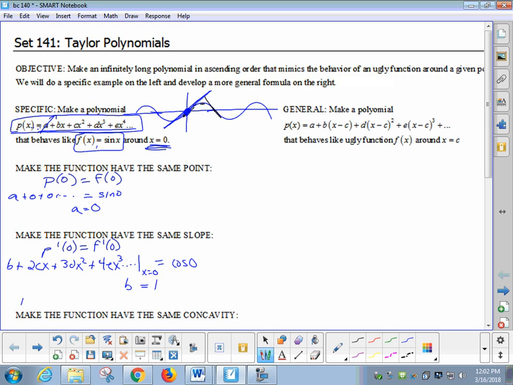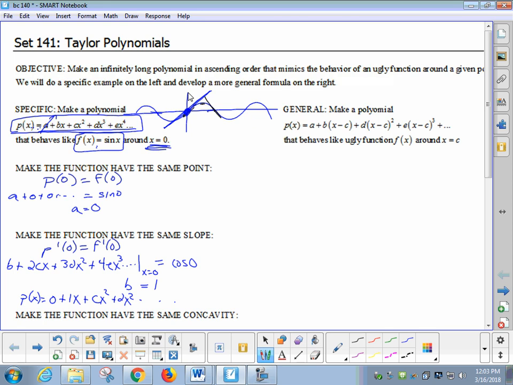At that point, I have that p of x is 0 for a, plus 1x, plus still don't know c, still don't know d, and so on. Follow? Okay. Now, really, in essence, we just found y equals x is a tangent line to the sine curve, if I just left everything else off, all the other polynomial terms. You with me? All right.